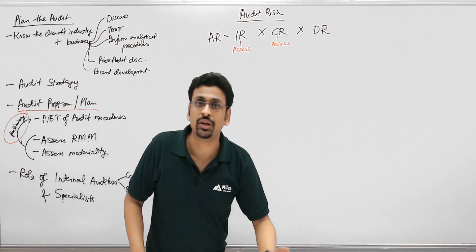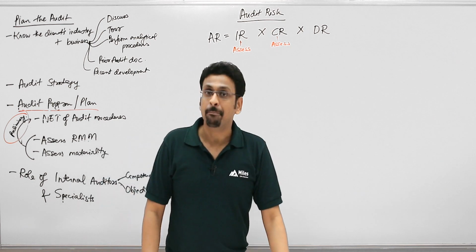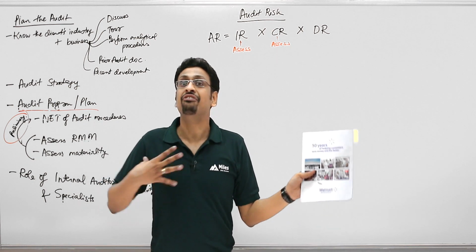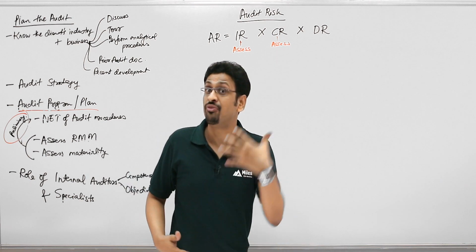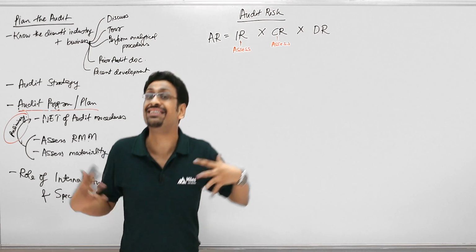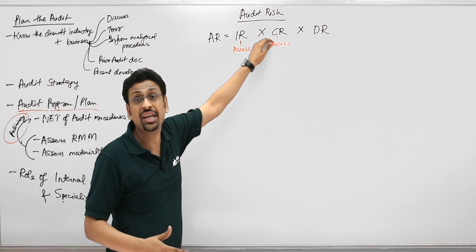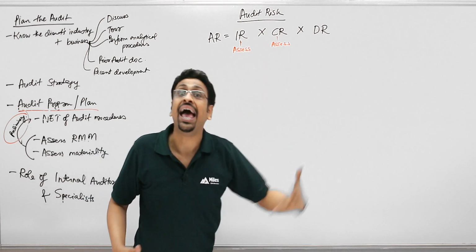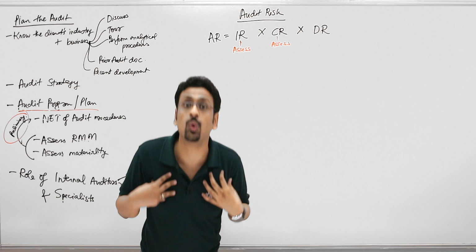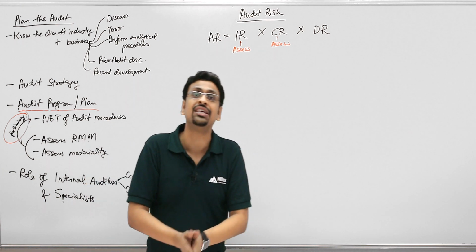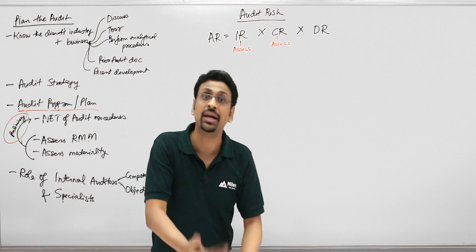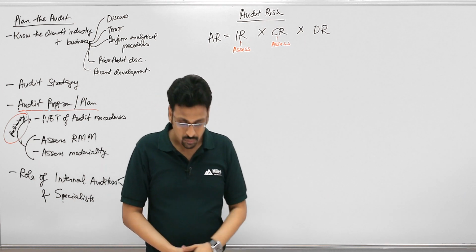CR is control risk. Now guys, I told you, management is responsible for financials, we are responsible for our opinion on the financials. Management is responsible for internal controls, we only assess the internal controls. So management puts the internal control in place and we assess what the control risk is. What is the risk that those internal controls which have been placed by the management will miss a material misstatement?